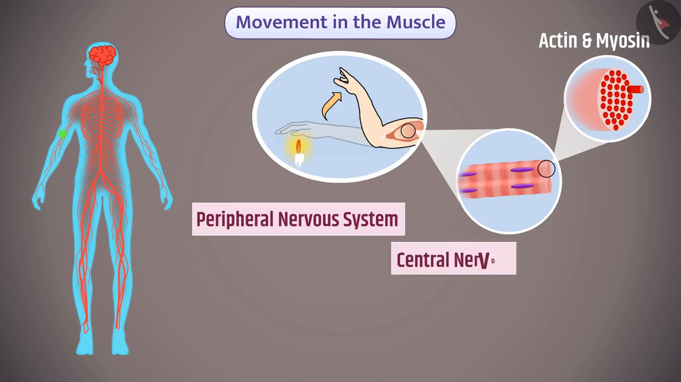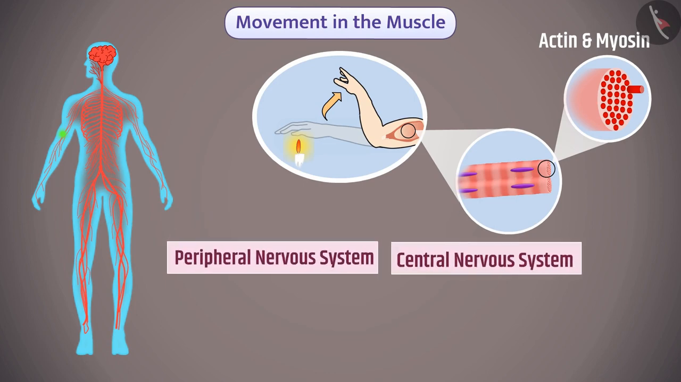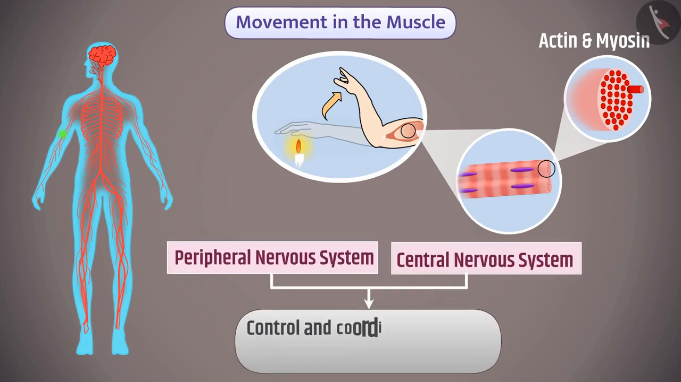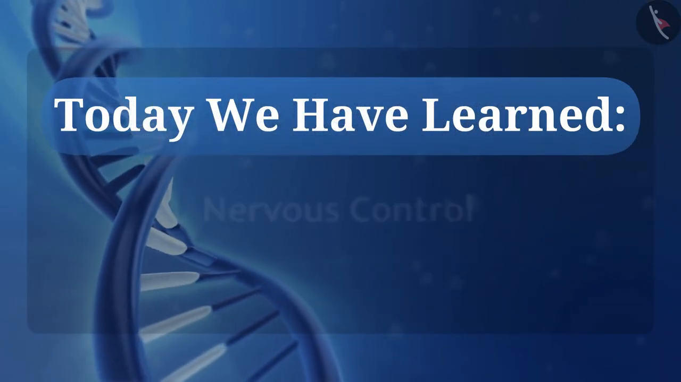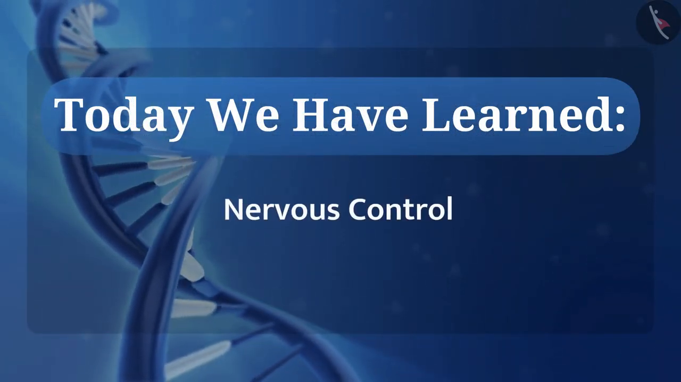Thus, the central nervous system and peripheral nervous system control and coordinate various functions of the body. So today we learned about nervous control.